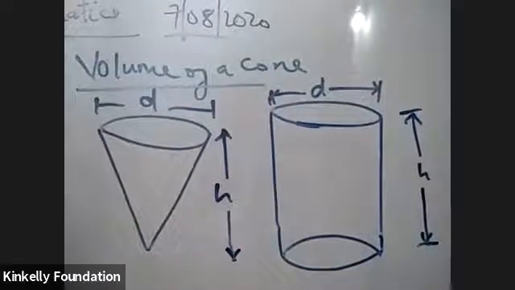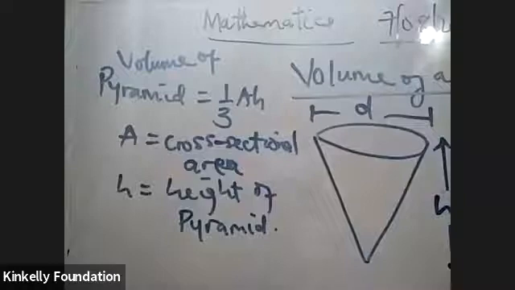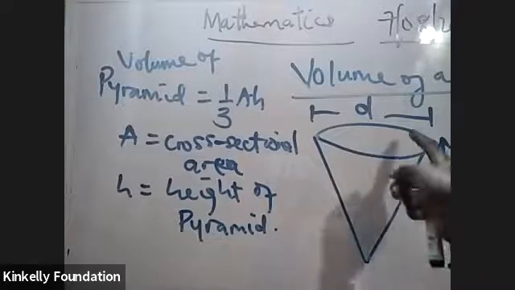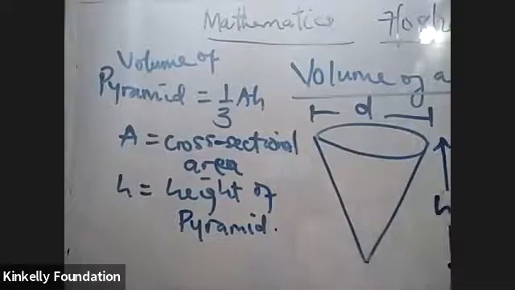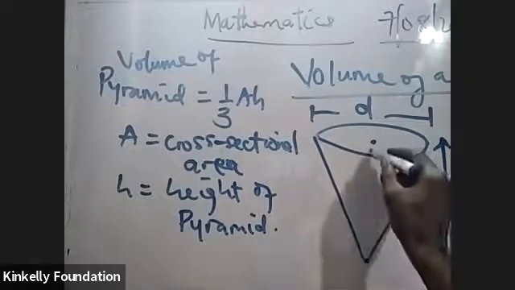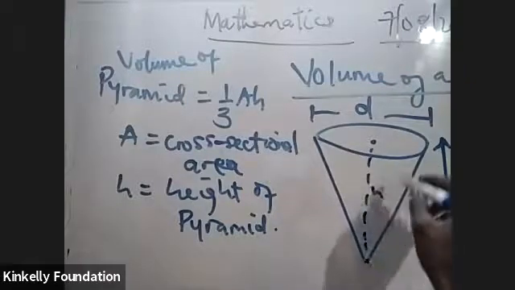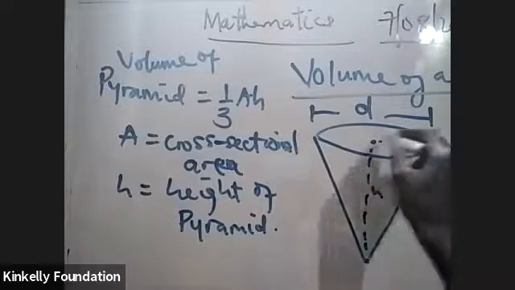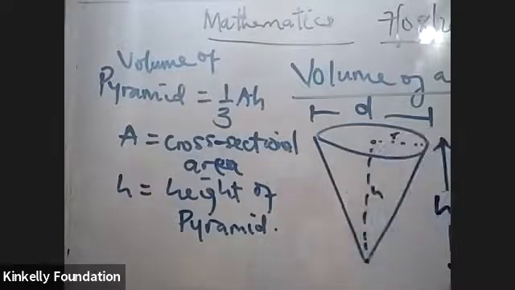Now we said the volume of a pyramid is 1/3 AH, where A is the cross-sectional area, which is also called the base area, and the height is the perpendicular height of that pyramid. As you have seen, this is the height. It's always in the center, though we drew it outside, from this point to this point. This is the height of the pyramid. It is always perpendicular to the diameter or the radius, as the case may be.